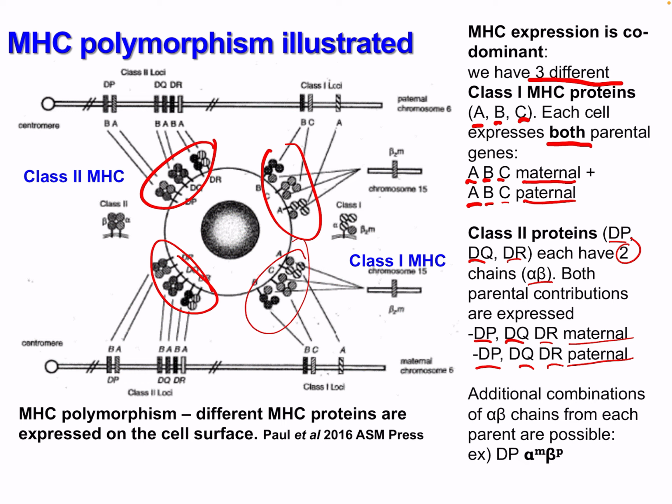And additional combinations can occur if the alpha-beta chains from each parent are possible. So we can have our alpha maternal and alpha paternal, or we can have alpha M, beta M, and so forth and so forth. And then this can be P, this can be M. So there's numerous options if we could do the math.